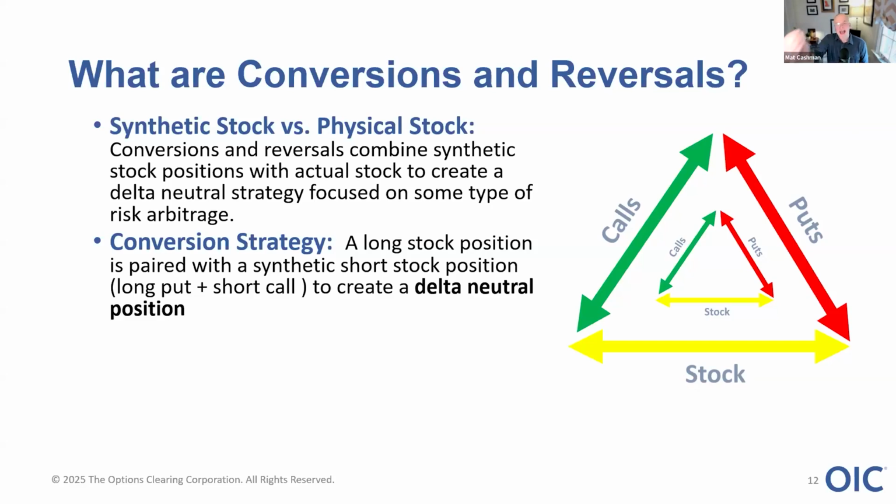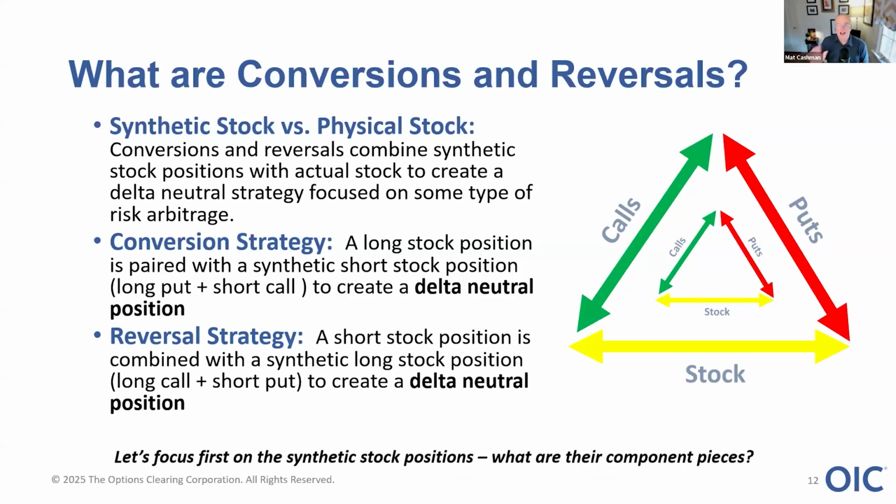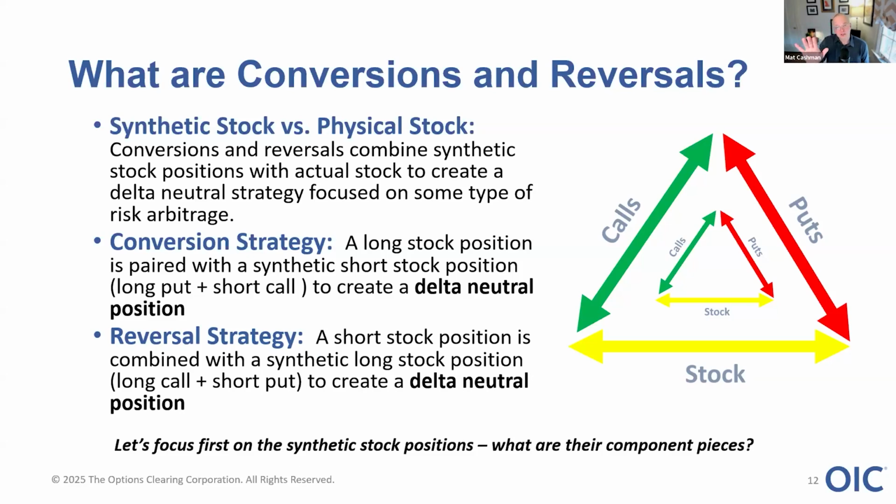Conversions are long actual stock. Always remember, what am I doing with the actual stock position? If you're long actual stock, physical stock, you have what's called a conversion on. If you're short the actual physical stock, you have what's called a reversal on. There you would have short physical stock and long synthetic stock. We've got that covered. Conversions are long physical stock. Reversals are short the physical stock.